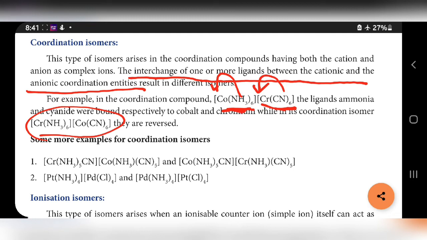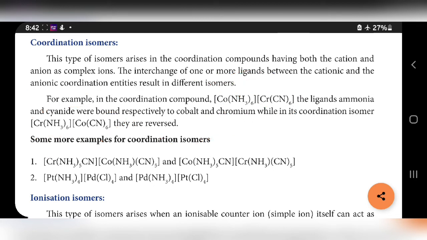Here 6 ammonia molecules are attached to cobalt. Here 6 ammonia molecules are attached to chromium. Here 6 cyanide is attached to chromium. Here 6 cyanide is attached to cobalt. So this compound is just the opposite of that compound. So this is a coordination isomer. Simply we can say both compounds have the same molecular formula only, but an exchange takes place between these.